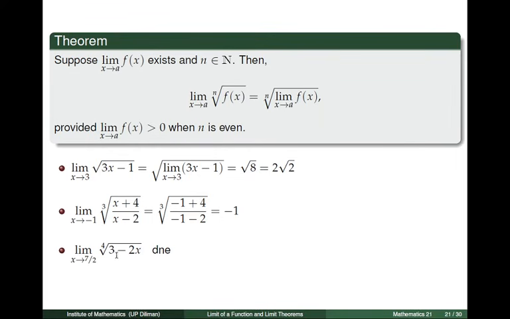So here, take note that the limit of 3 minus 2x as x tends to 7/2 exists. However, it is negative. Now the index being 4, it is even. And so we have the condition that the limit of f of x should be greater than 0. And so in this particular example, the limit does not exist.